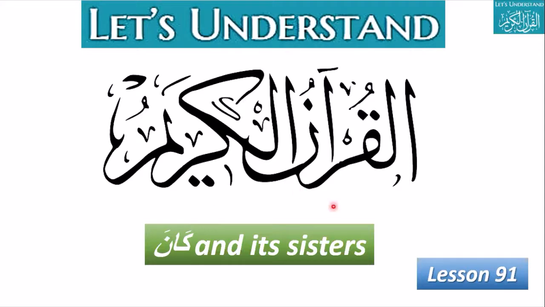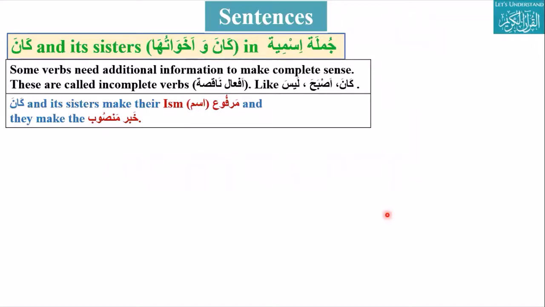So today inshallah we are going to learn Kana and its sisters. Kana actually is a verb, but it comes under incomplete verbs or af'al naqsa. This Kana means he was. Okay. So Kana and its sisters, these are also called Kana wa akhwatuha. Kana and its sisters. And it's used in Jumla Ismiya. Kana can also be used in Jumla Ismiya.